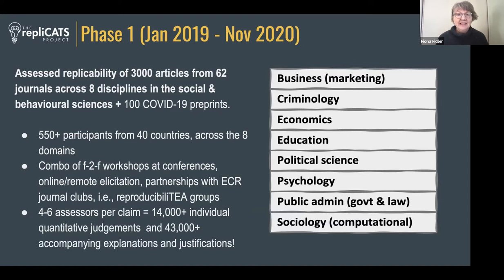And we did this by relying on an amazingly diverse and dedicated pool of participants. We've had now in our second phase of the project, this 550 is actually about 700 participants from more than 40 countries across 8 of these domains. And I can see in the attendee list that a number of them are here today.